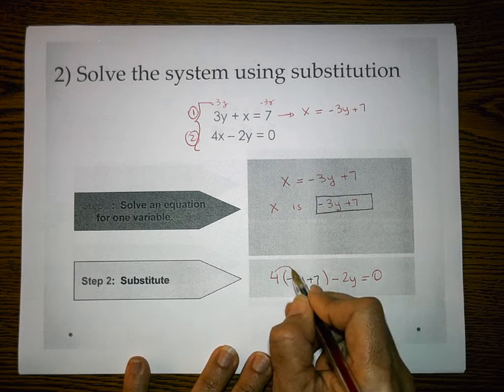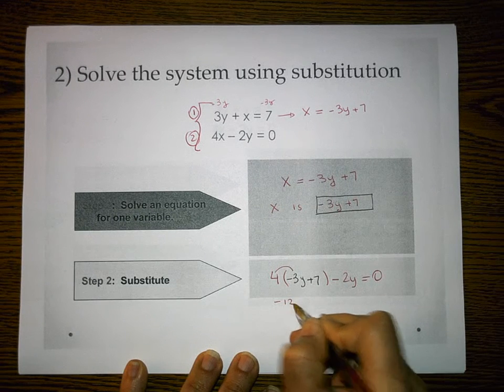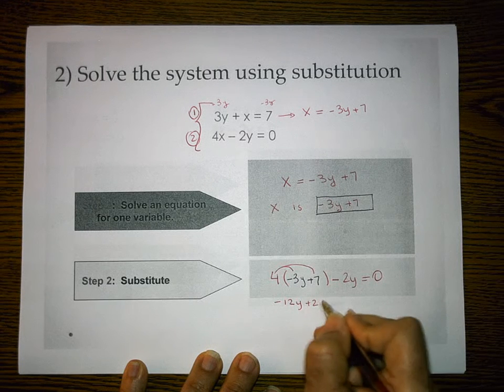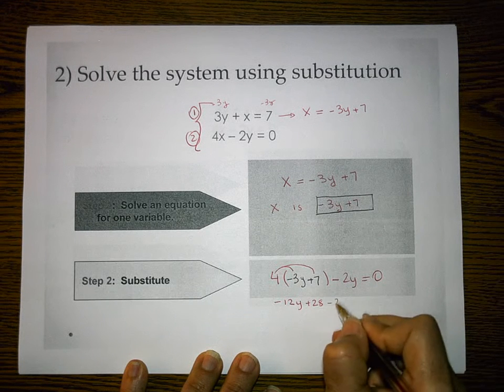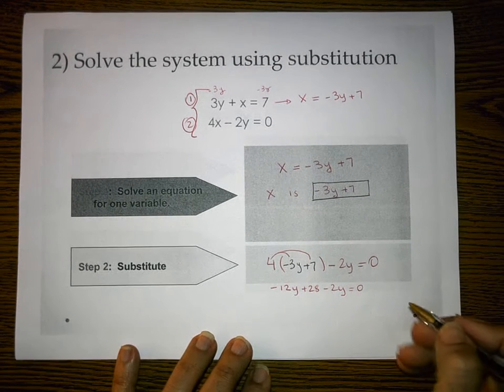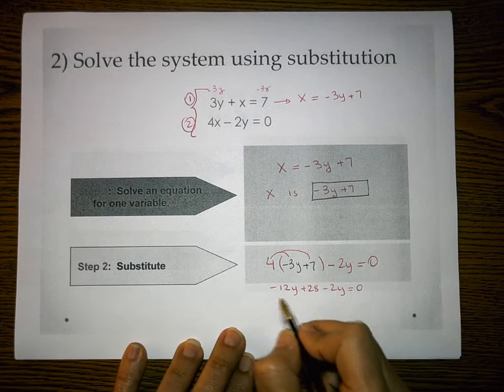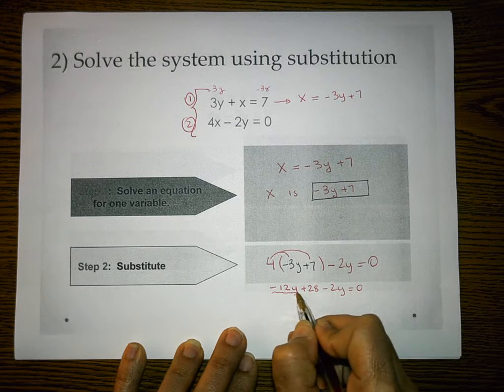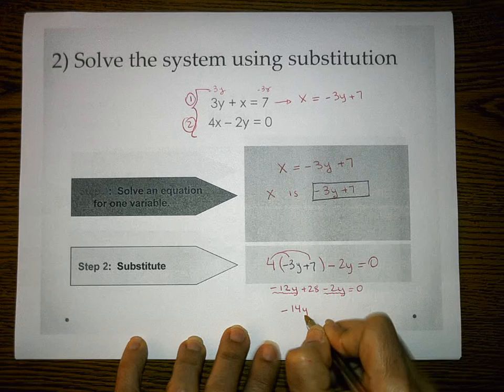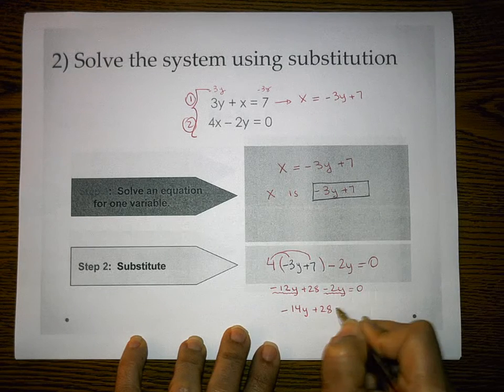4 times negative 3 is negative 12y. 4 times positive 7 is positive 28. Minus 2y equals 0. I need to find out what y equals. So I'm going to combine like terms. Negative 12y minus 2y, that's negative 14y plus 28 equals 0.